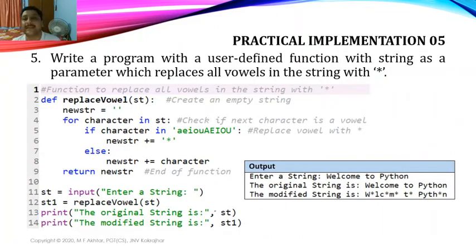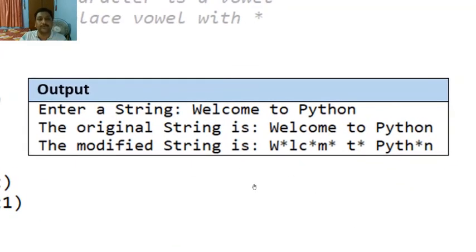Now next, practical implementation 5. Write a program with a user-defined function with a string as a parameter, which replaces all vowels in the string with an asterisk. Means if there is any vowel letter, then that letter will be converted to a star, this symbol. Each and every vowel will be converted to this symbol. It means we have to write a program which gives output like this. If the string is "welcome to Python", then the modified string will be given like this, where each and every vowel letter becomes a star.